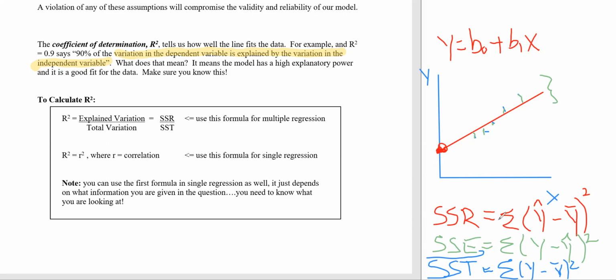On your exam, if they walk you back to a table, that's a little more difficult than if they just give you the SSR and SST. The other point you could take away is they could give you the correlation. They could tell you the correlation between the independent and dependent variable.